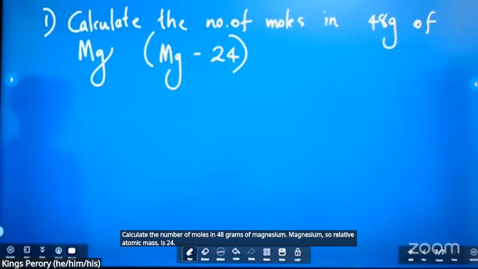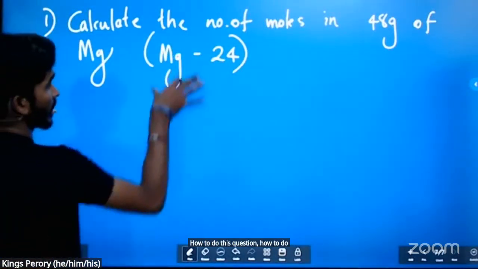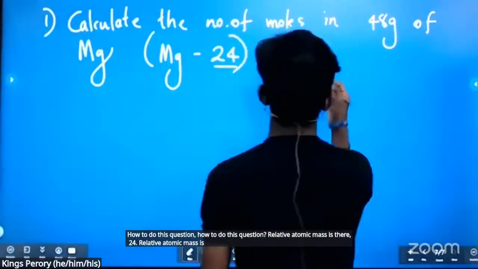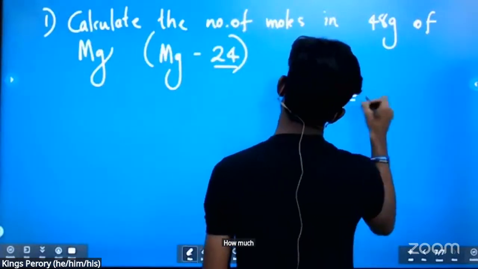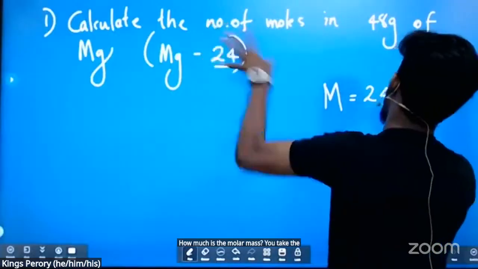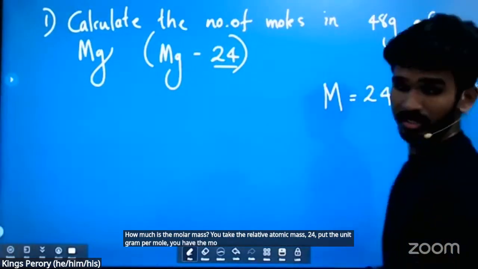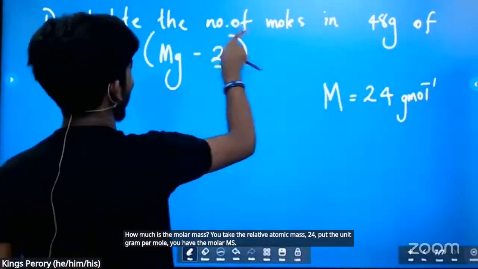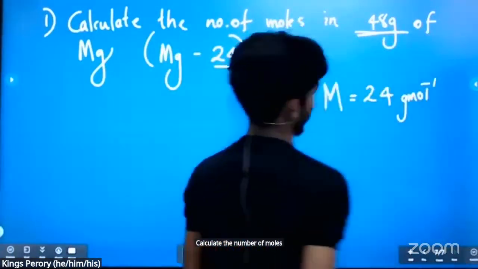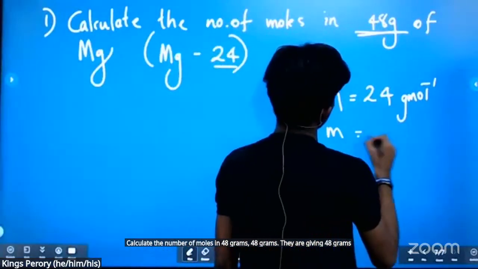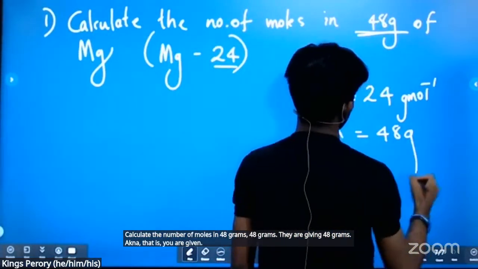How to do this question? Relative atomic mass is 24. How much is the molar mass? You take the relative atomic mass 24, put the unit gram per mole, and you have the molar mass. They are giving 48 grams. That is your given mass.